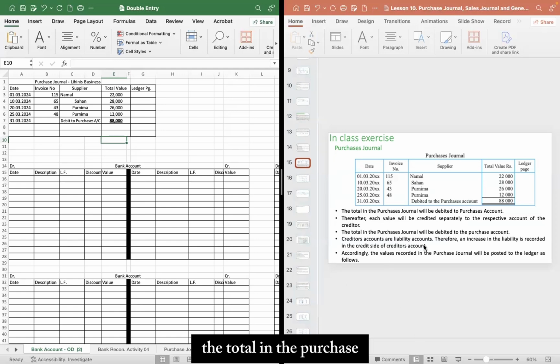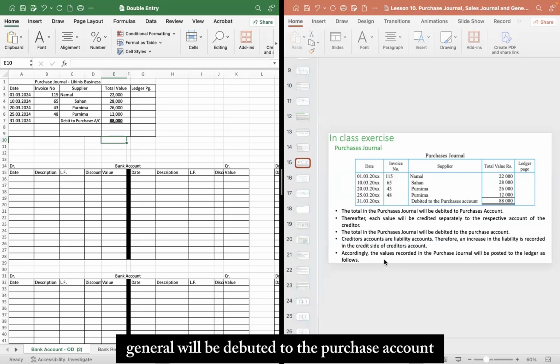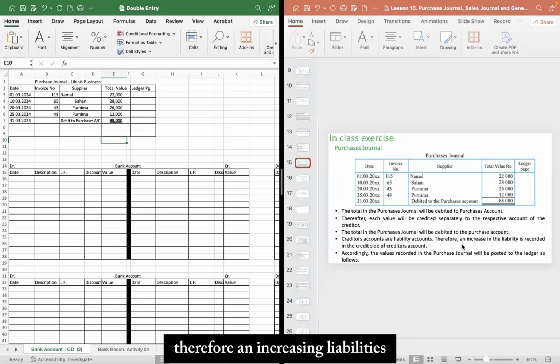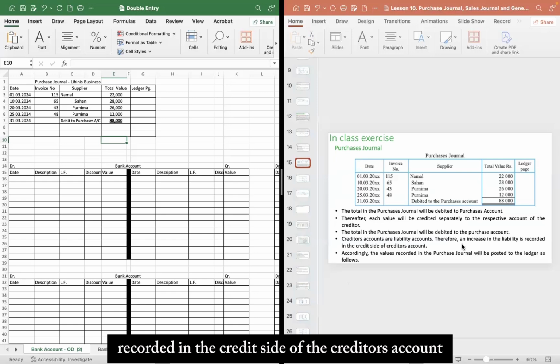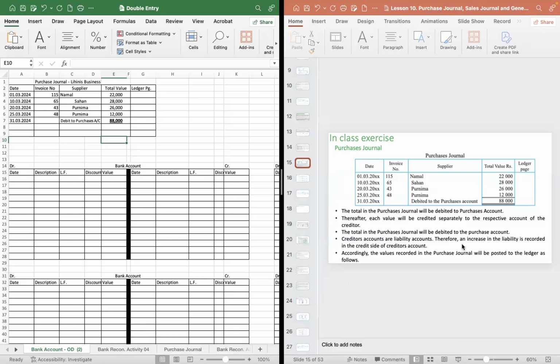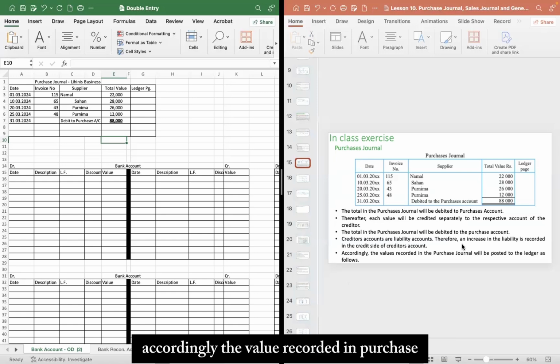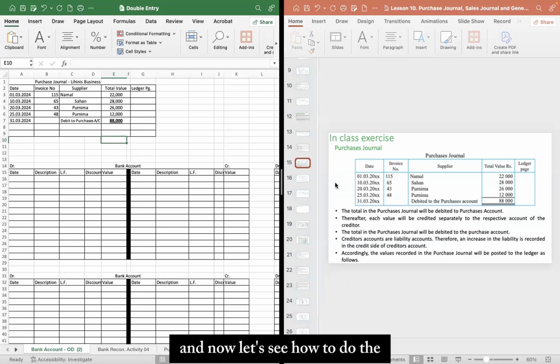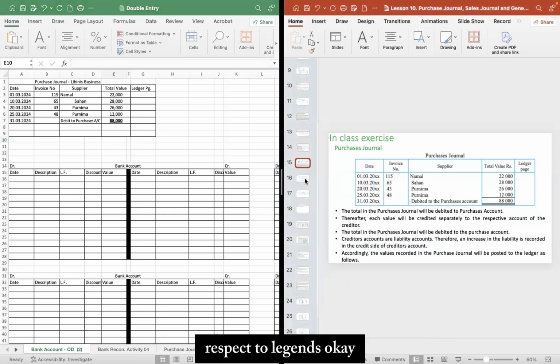The total in the purchase journal will be debited to the purchase account. Creditors accounts are liability accounts. Therefore, an increase in liability is recorded on the credit side of the creditors account. Accordingly, the value recorded in the purchase journal will be posted to the ledgers as follows. We firstly did the purchase journal, and now let's see how to post these transactions into the respective ledgers.